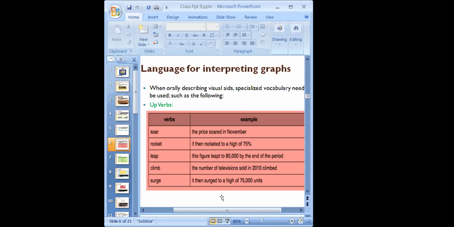So it has a degree. Once you finish education, what do you get? A degree. The severity of increase.